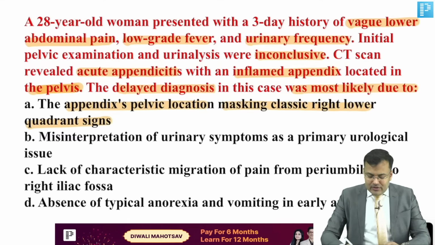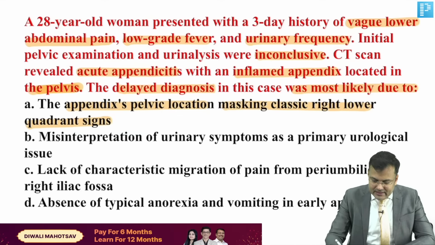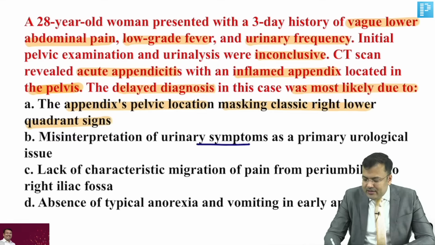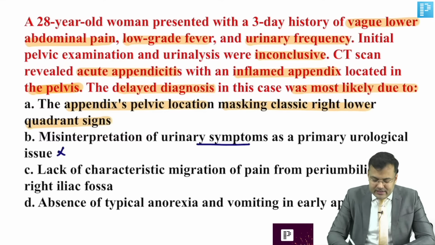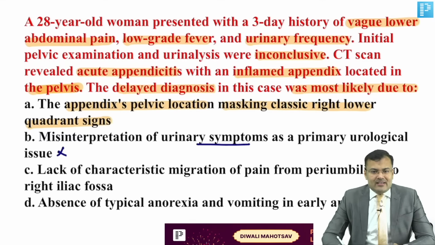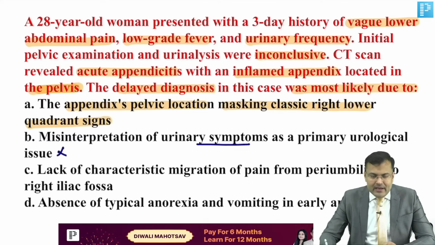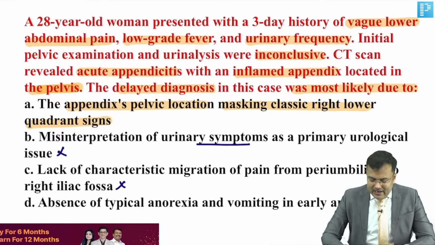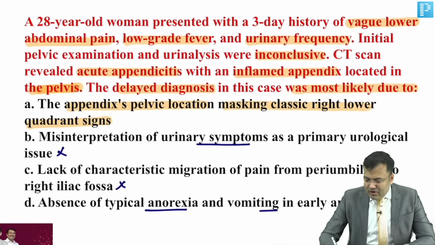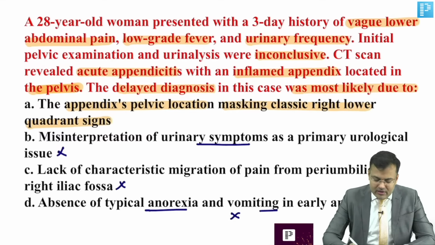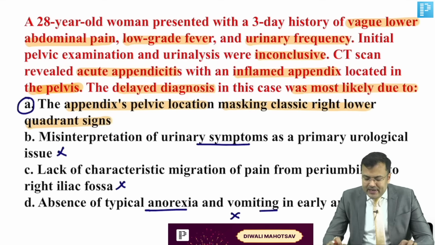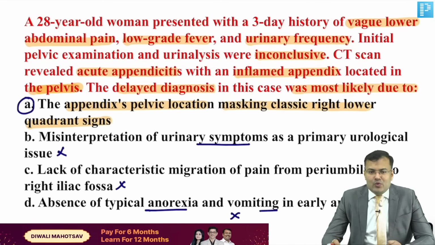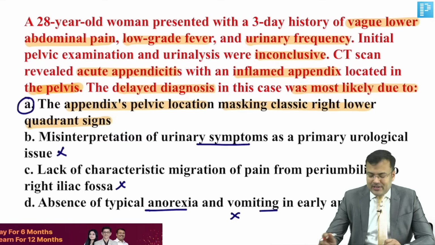Clear? The second option, misinterpretation of urinary symptom as a primary urological issue, is incorrect. Lack of characteristic migration of pain from periumbilical to right iliac fossa: no, this is the most characteristic symptom. Absence of typical anorexia and vomiting in early appendicitis is also wrong. So what is the correct answer? Appendix pelvic location masking the classic right lower quadrant signs. So the correct answer is option A.